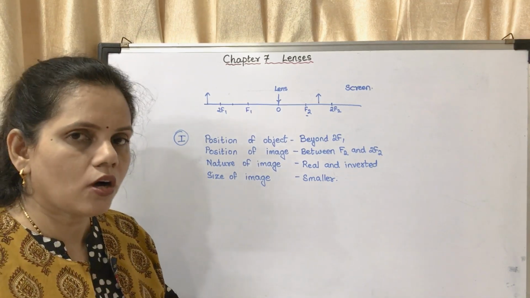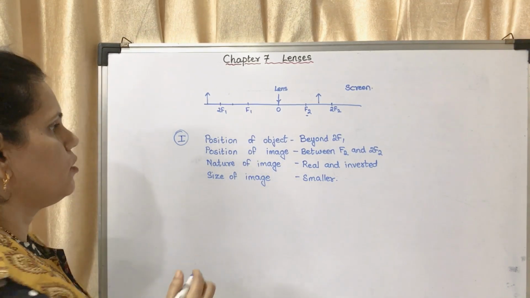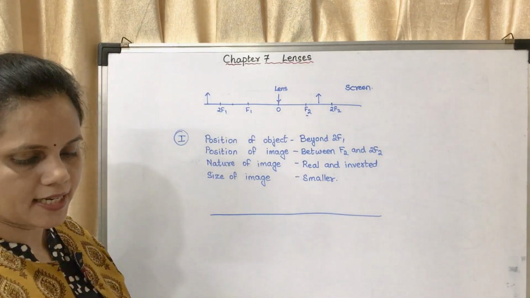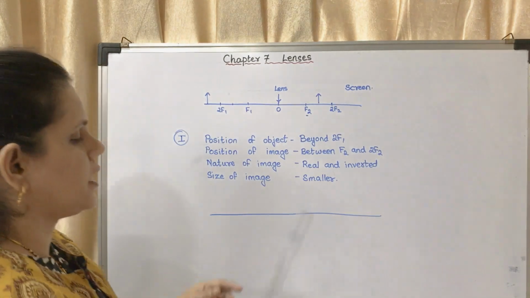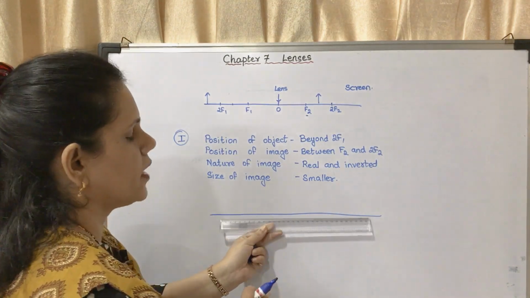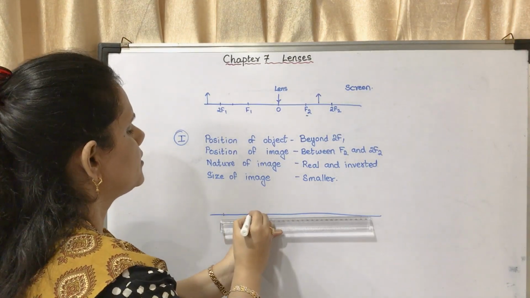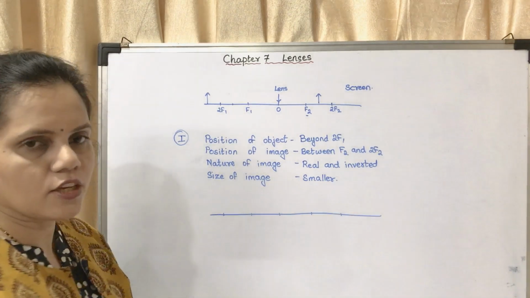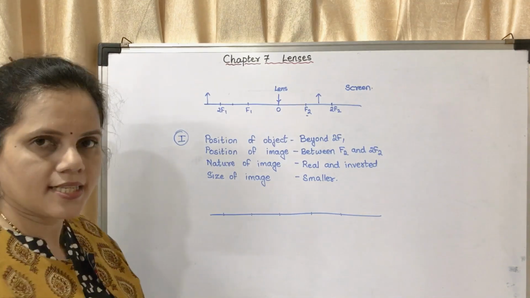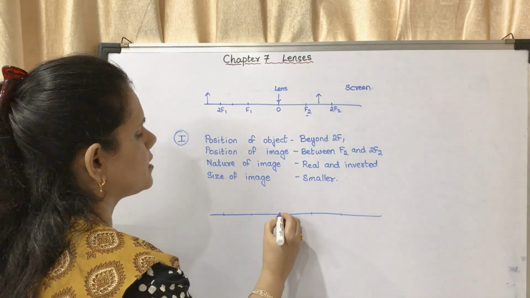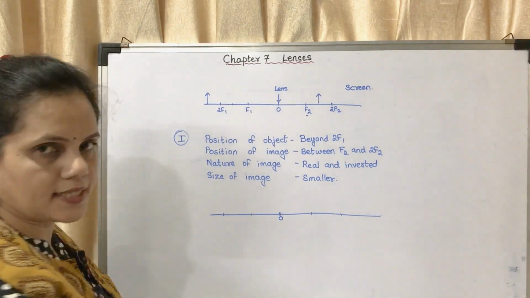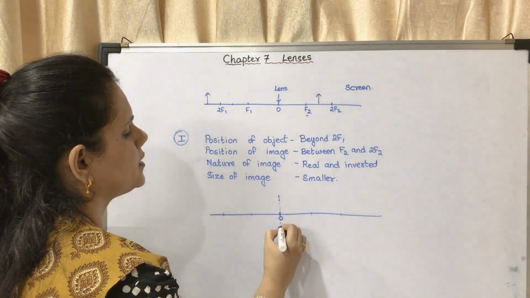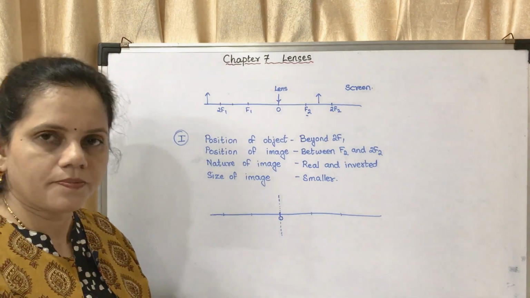Now, how to draw the ray diagram for that? First, you have to draw a straight line. After drawing a straight line, you have to place the scale and mark 0, 3, 6, 9, 12. The 6 will be the optical center. You have to draw dotted lines, 3 lines above and 3 lines below.